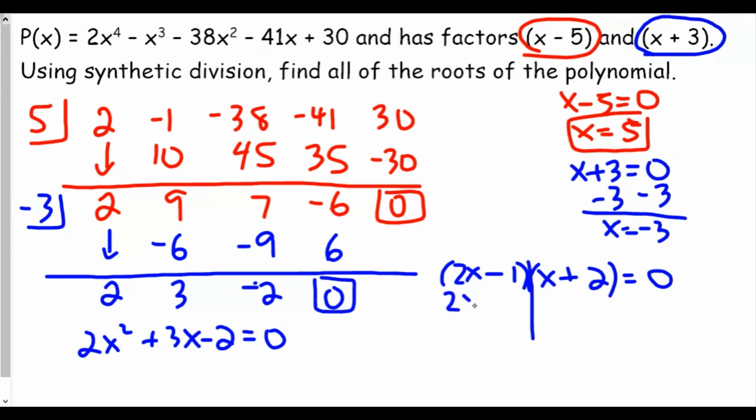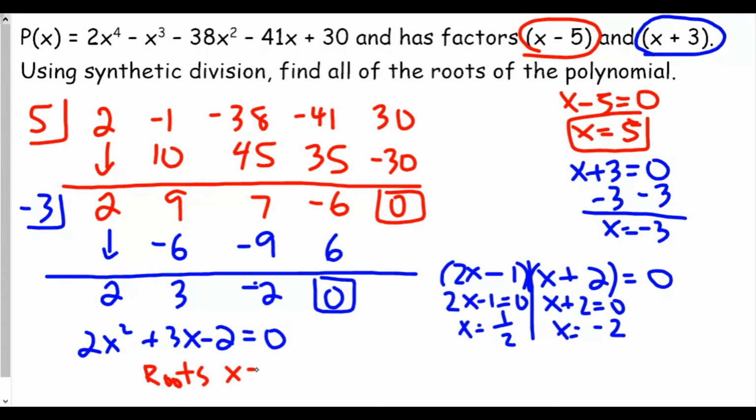We will set both of these factors equal to 0 to get x equals 1/2. x plus 2 equals 0, x equals -2. So these two are the other roots. So our final answer here will be, the roots will be x equals 5, x equals -3, x equals 1/2, and x equals -2.